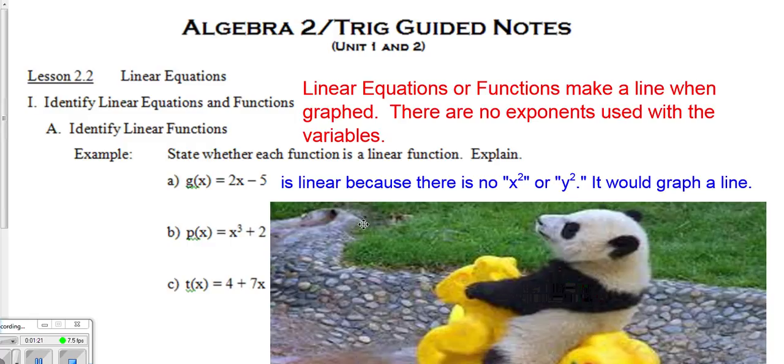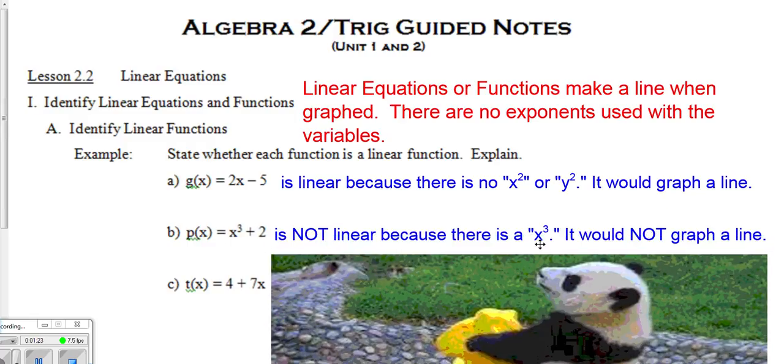P of x equals x cubed plus 2. This is example B. We would say no, it is not linear. There's an x cubed piece right here, so this would not graph a line. It would actually graph something that almost looks like an S. It would kind of go something like this. This would go on forever. We won't look at cubic functions, things with cubes, for a while, but this is similar to what this one would look like. So a cubic function like this is not linear. It's not a straight line.